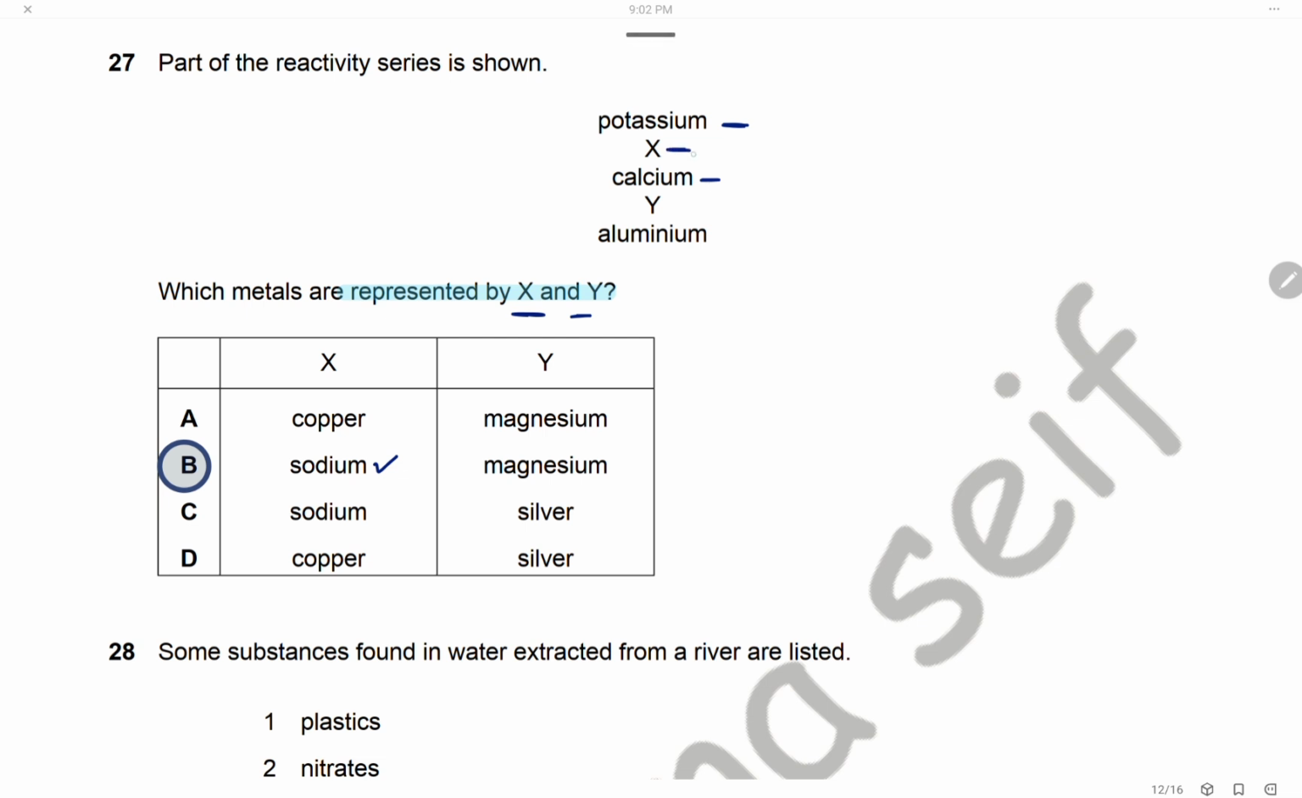The element which is more reactive than aluminium will be an element from group 2, magnesium. So potassium, sodium, calcium, magnesium, aluminium. This is the order of metals in the reactivity series. Group 1 metals are more reactive than group 2, which are more reactive than aluminium from group 3. So the answer is X is sodium and Y is magnesium.